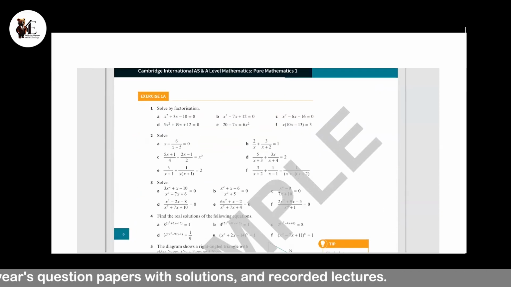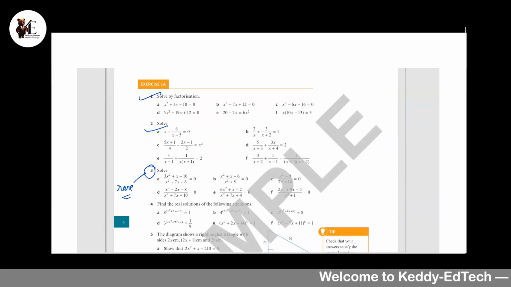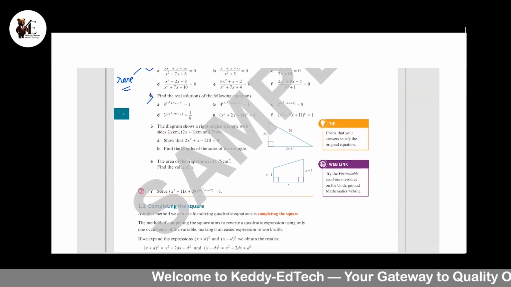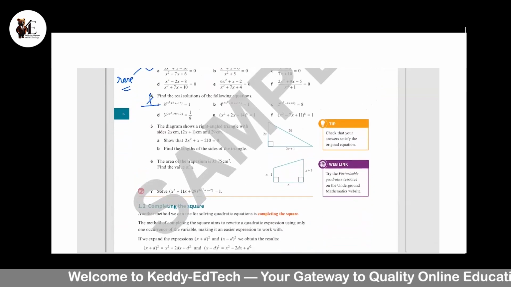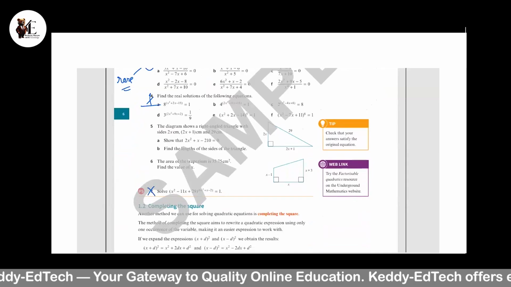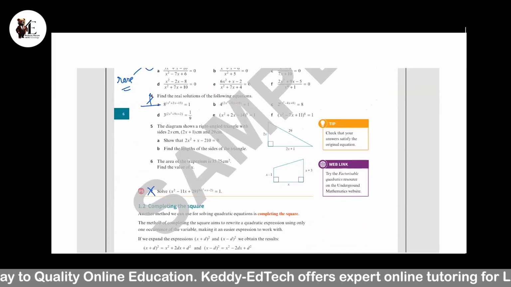Okay, this is Exercise 1A. You have to do only the first question, second question, third question. Such type of questions are very rare. Fourth doesn't come. Don't waste your time with this question. Don't do question number 4 and 7. The rest you can do.